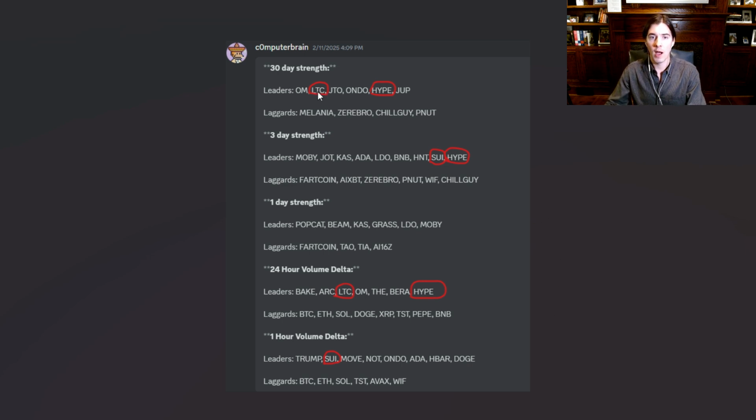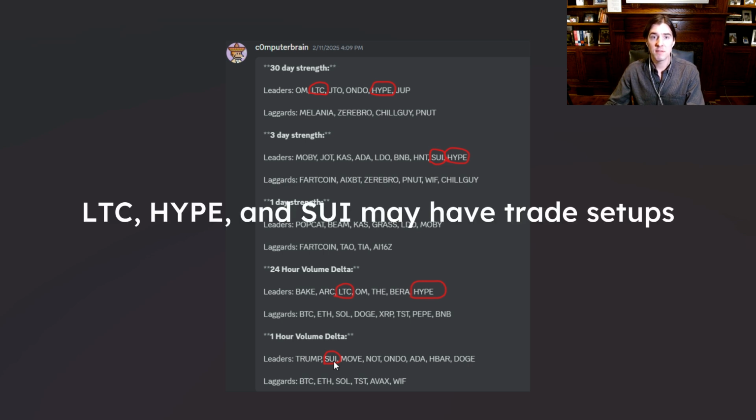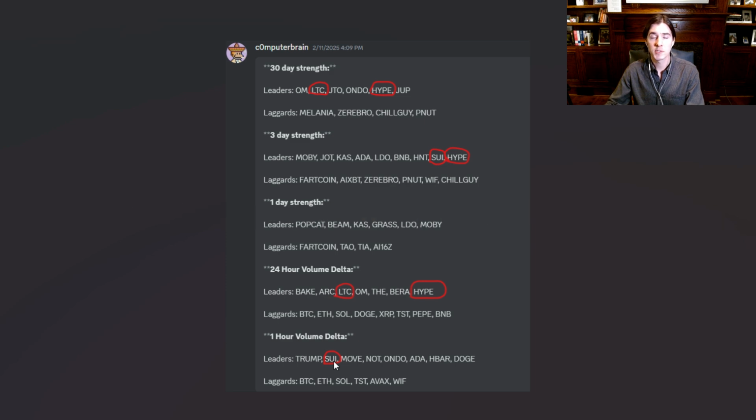I see Litecoin on the 30-day strength, and I also see it on the 24-hour volume delta. That leads me to believe that it's something worth looking into. I also see HYPE on the 30-day, the 3-day, and the 24-hour. So that's something I certainly want to look into. And then I see the 3-day strength on SUI, and I see SUI as well in the 1-hour volume delta down here. So those are 3 coins that are clearly being bid and clearly have interest. And that leads me to believe that they could present good trade setups.